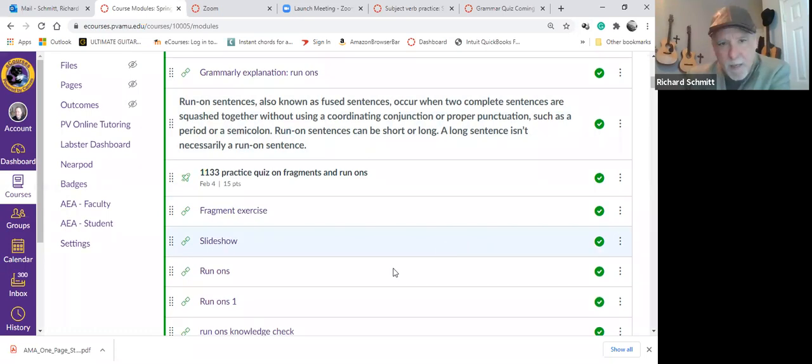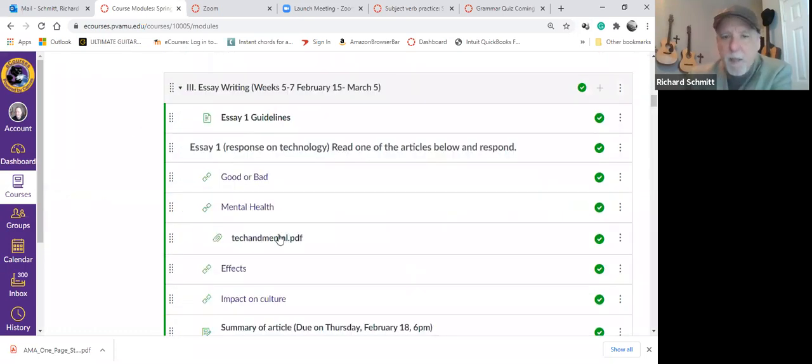And if you want to jump ahead, go ahead and read your article. It's one of these four. 1, 2, 3, 4. You're going to read one of those. You're going to write a summary for it next Thursday. This link is the same article as this one, so they're not two separate ones.